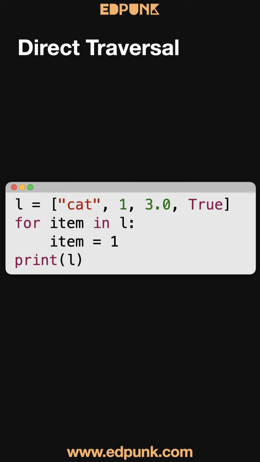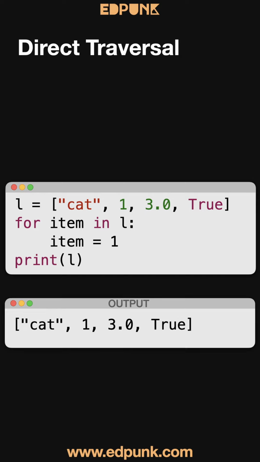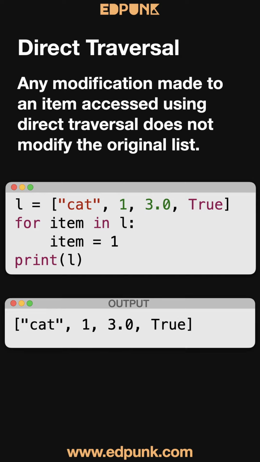Now, when we print the list L, the result returned is the original list with no modification. This is because the variable name item is just referencing an item of the list. When you reassign its value, a new object is created and the name item just references it. The original list remains intact. So, during direct traversal, you cannot make any modifications to the list.